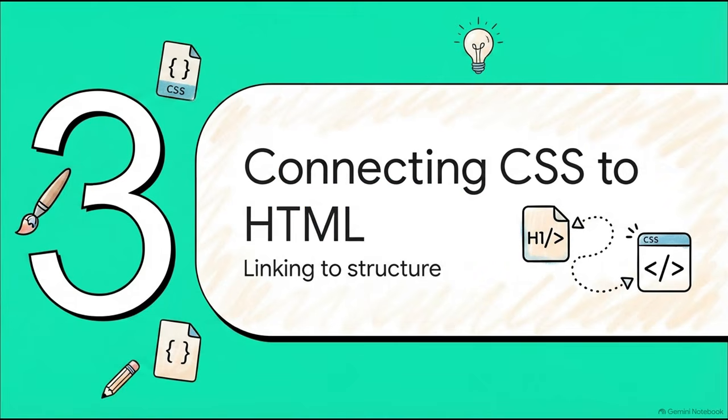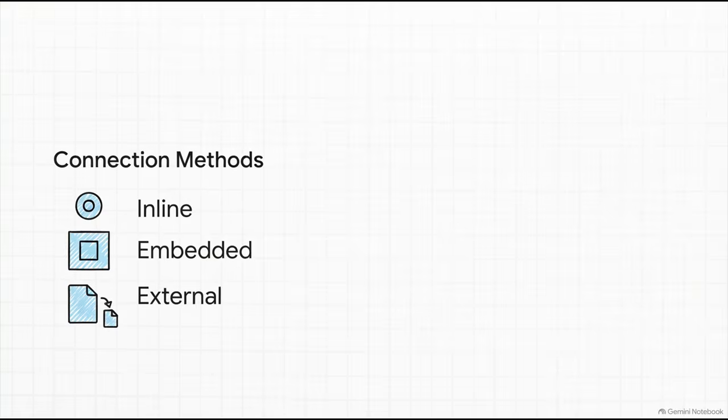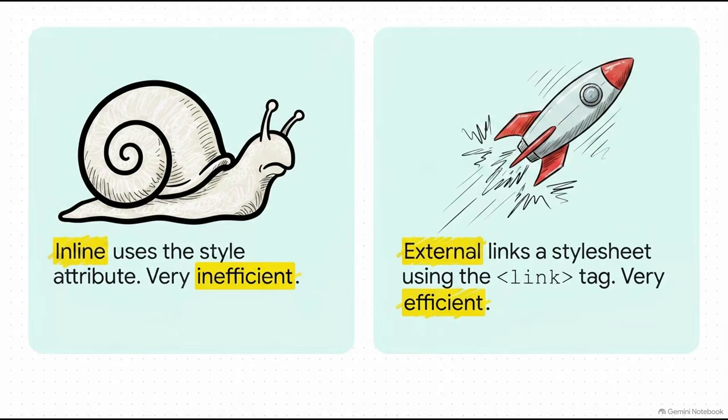All right, Section 3, Connecting CSS to HTML. Let's look at how we link our styles to our structure. We basically have three distinct ways to connect these styles to an HTML document: inline, embedded, and external. Each method definitely has its specific use case, but as we're about to see, one method completely dominates modern web development. Writing an inline style is pretty much like moving at a snail's pace. You have to manually add the style attribute to every single HTML element across your entire document. If you want a consistent look, you're forced to duplicate your code relentlessly.